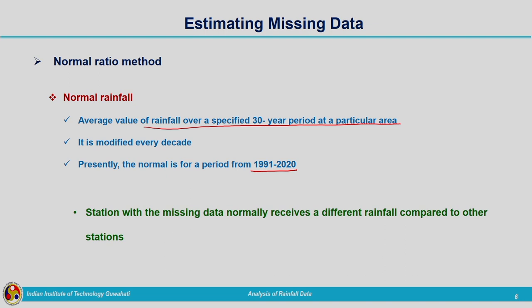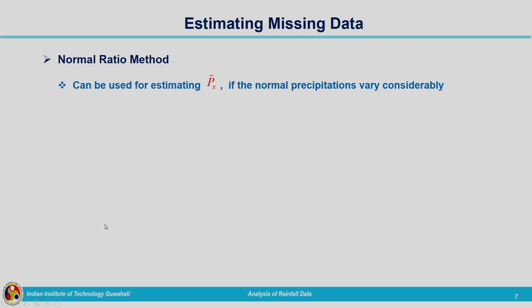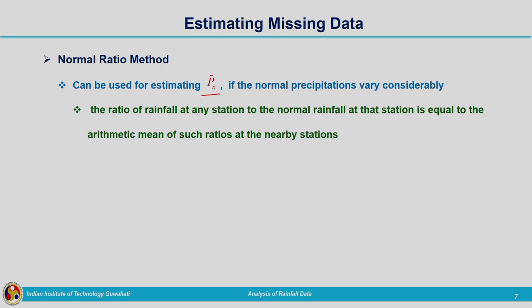Now, in the case of estimating missing data, a station with missing data normally receives a different rainfall compared to other stations. If there is missing data for a year or 2 years or a certain period, and we calculate the 30-year average, there will be a deviation from the normal data of the other stations, which we expect to be almost the same. So, in this method, again we assume the missing data as Px cap, and we will calculate the normal precipitation for that particular station.